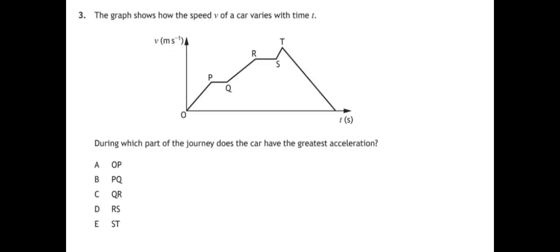Question number 3. The graph shows how the speed v of a car varies with time t. During which part of the journey does the car have the greatest acceleration? Well, this is a velocity time graph, and the acceleration is how quickly the velocity changes over time. So the rate of change of velocity. And that is given by the gradient of the velocity time graph. So the place on the graph with the steepest gradient will have the greatest acceleration. And that is S to T, which is answer E.